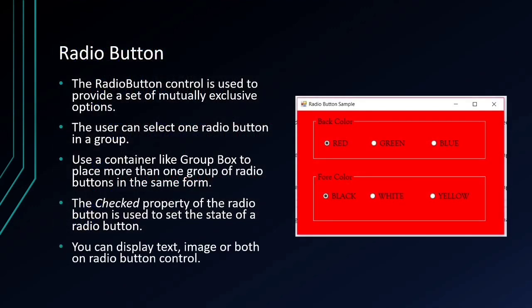Next, radio button. The radio button control is used to provide a set of mutually exclusive options. The user can select one radio button in a group. However, we can have multiple groups of radio buttons, which you can see here at the right side, but they must be in a group box. The Checked property of the radio button is used to set the state of the radio button. You can display text, image, or both on a radio button control.